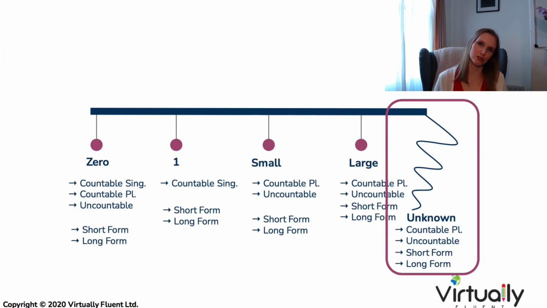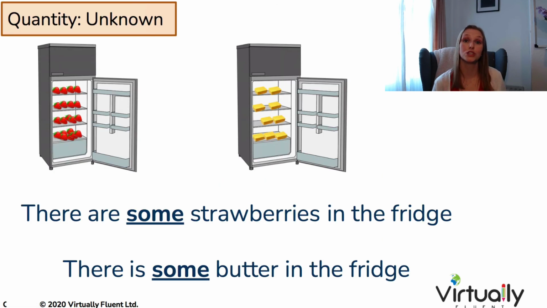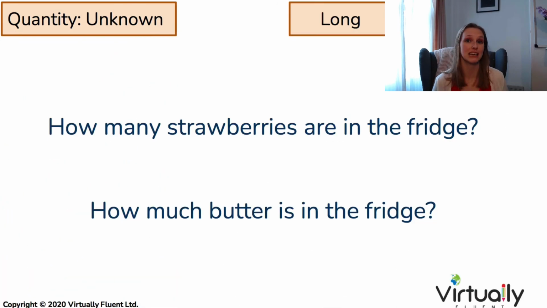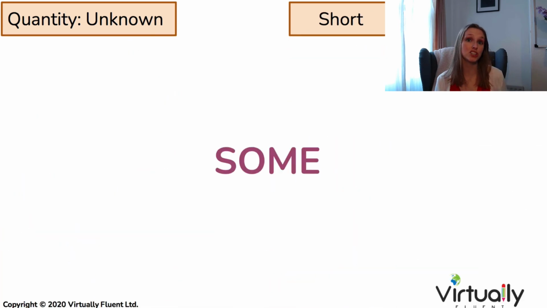Now there's one more expression which I've written here as an unknown quantity, because when we use these, it doesn't really tell us if it's a large or a small quantity. And this is when we use the word some, but luckily it's exactly the same for plural countable nouns and uncountable nouns. There are some strawberries in the fridge. There is some butter in the fridge. And of course, that's our nice long phrase. If somebody asks us these questions, we want a nice short, snappy response, which is just the word some. How many strawberries are in the fridge? Some. How much butter is in the fridge?